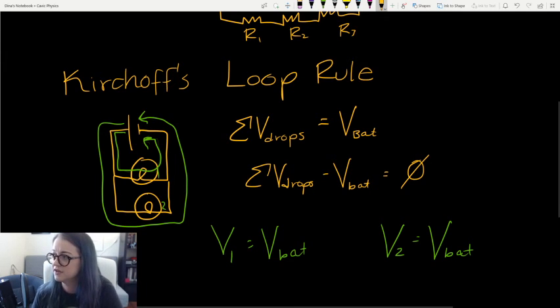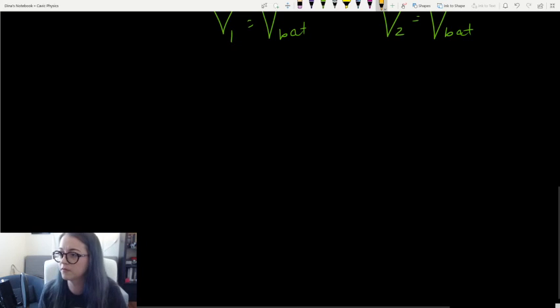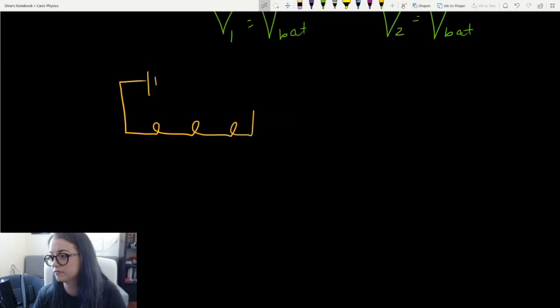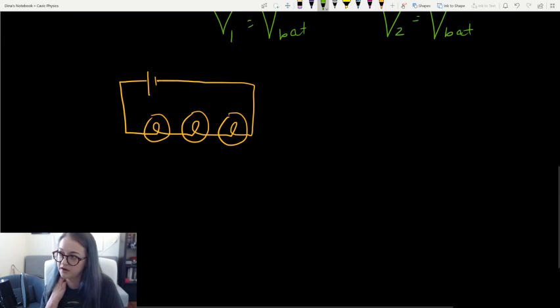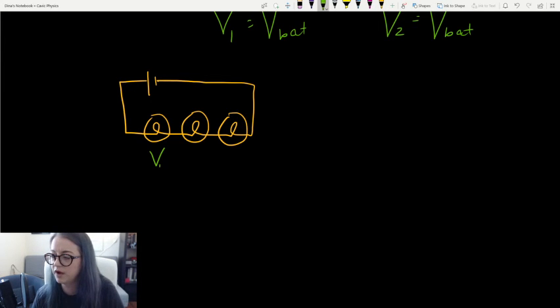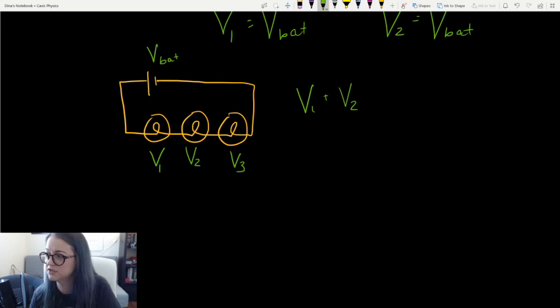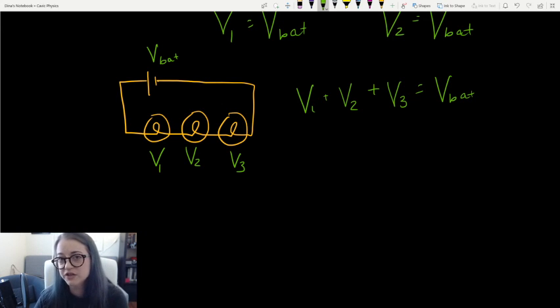Now for a series circuit, let's draw ourselves a little series circuit here. There's only one loop here. If we call these voltage 1, the voltage just across that bulb, voltage 2, the voltage just across that bulb, and voltage 3, the voltage of the battery, there's only one loop, so voltage 1 plus voltage 2 equals the voltage of the battery. Each is only getting a piece of that battery's voltage.